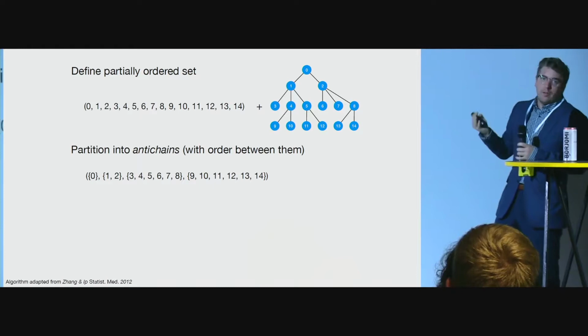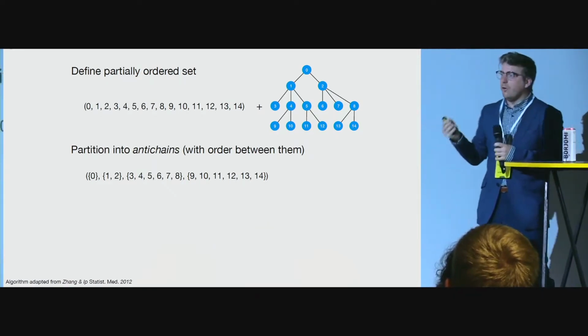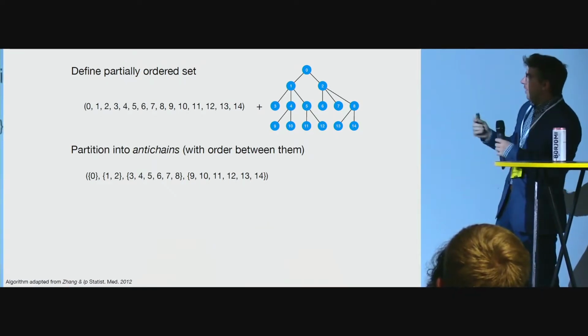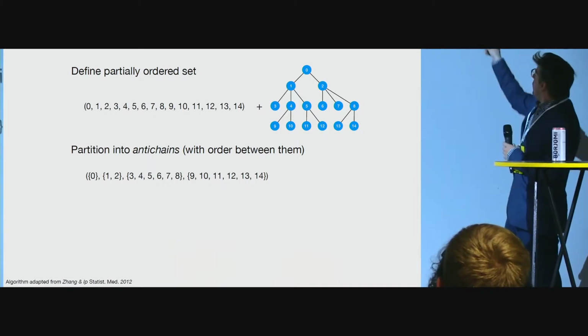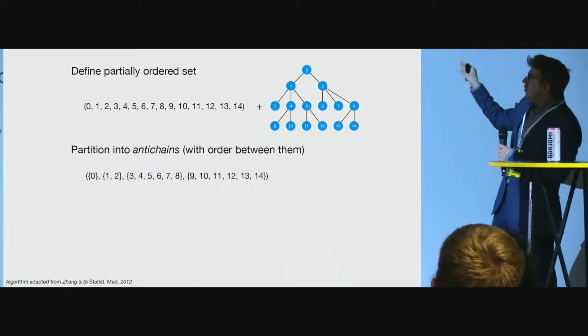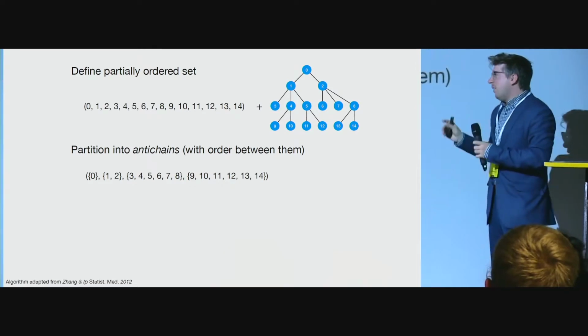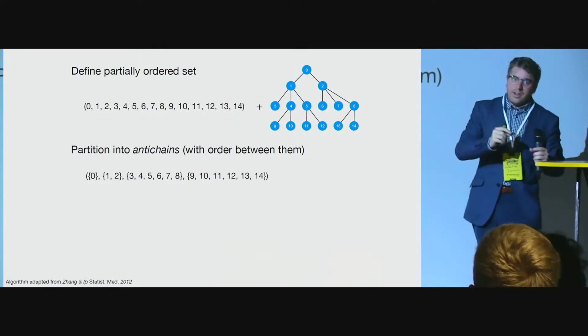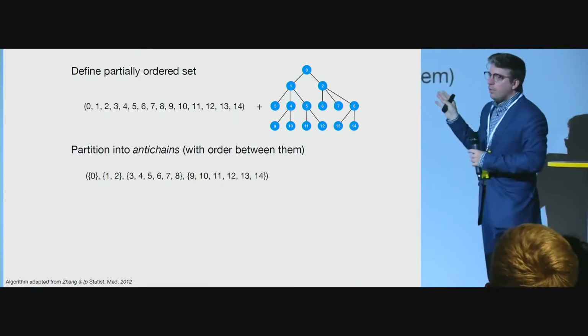They're not better than each other, or they're not below or above each other. They're just not comparable. So that's an anti-chain. So you take your partially ordered sets, you generate all anti-chains, and then there is a natural order of anti-chains there. So then you have an ordering between those.